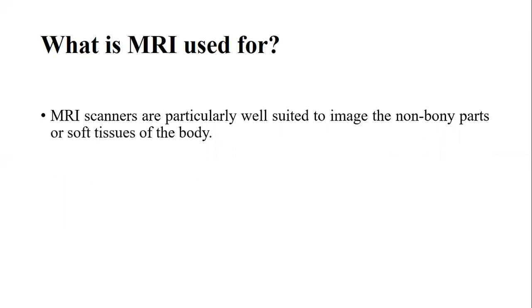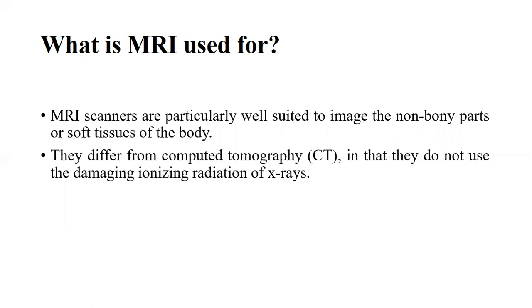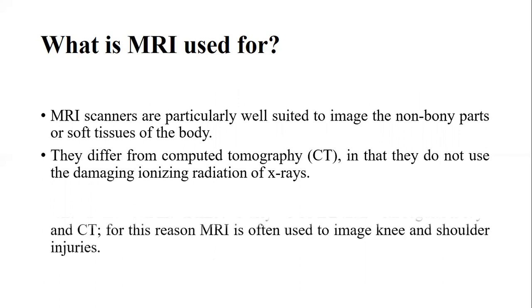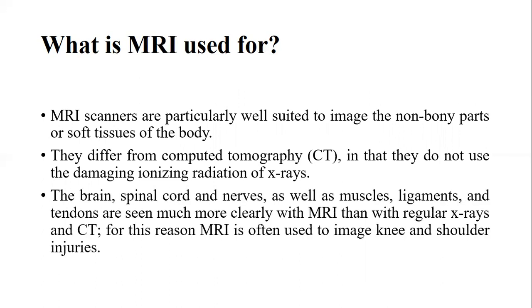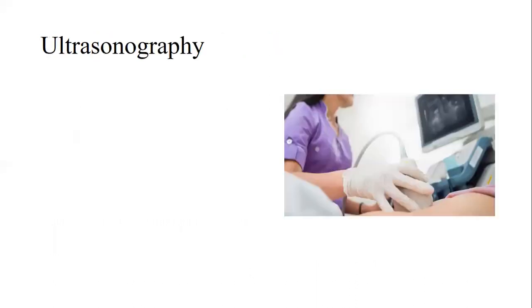MRI scanners are particularly well suited to image the non-bony parts or soft tissue of the body. They differ from computed tomography in that they do not use ionizing radiation. The brain, spinal cord, and nerves, as well as muscles, ligaments, and tendons, are seen much more clearly with MRI than with regular X-ray and CT scan. For this reason, MRI is often used to image knee and shoulder injuries.